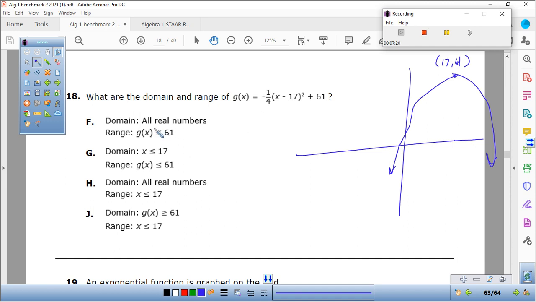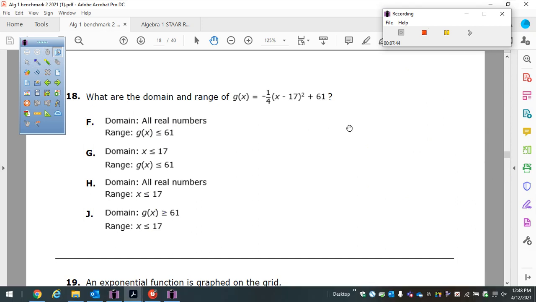Okay, but I want you to do this one. Domain's going to be all real numbers because it goes forever to the left or to the right. Range. This is the highest, guys. 61. And then it goes down. So anything less than that. This is the way you should do it in case you remember that part.